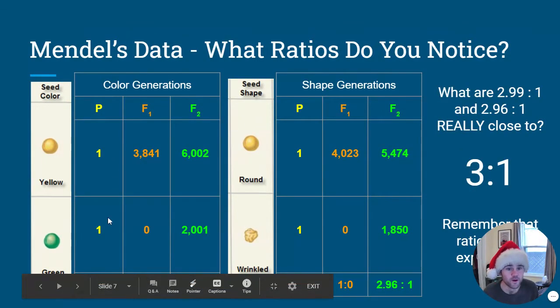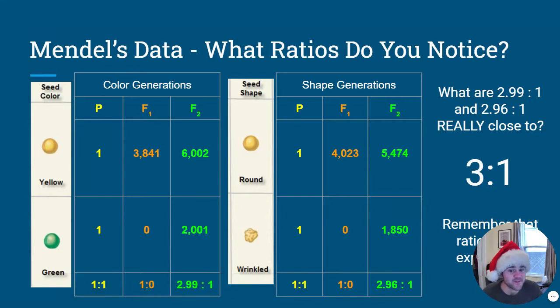Well, we have kind of a 1-to-1, a 1-to-0, and then if we divide this out, 6,000 by 2,000, pretty darn close to a 3-to-1 ratio. Same thing here, 5,474 to 1,800. It's basically, if we divide that out, 2.96 to 1, really close to 3-to-1. So we're starting to see in these second generations from those pure breeding lines a 3-to-1 ratio of offspring.